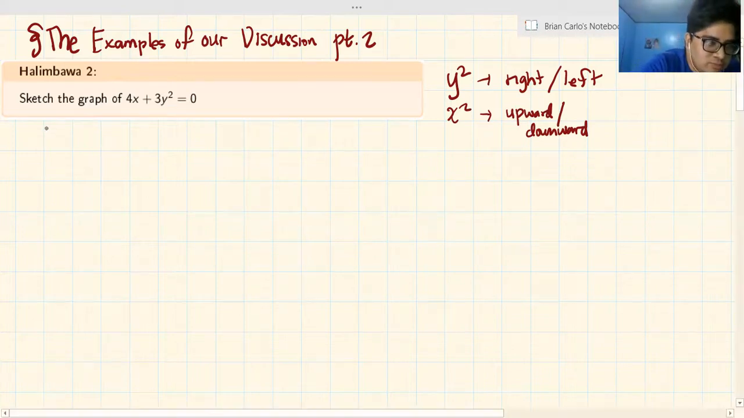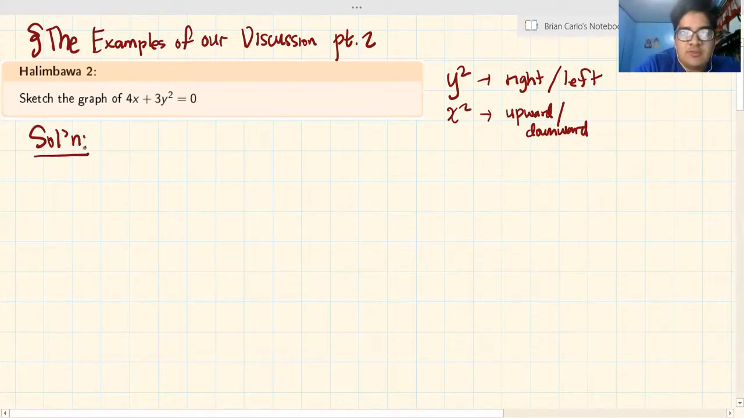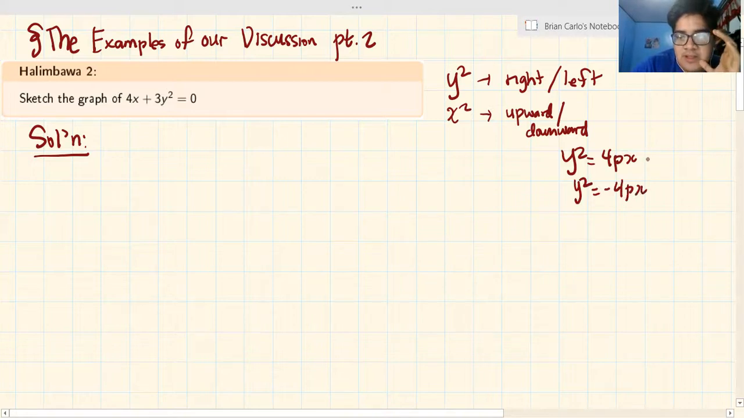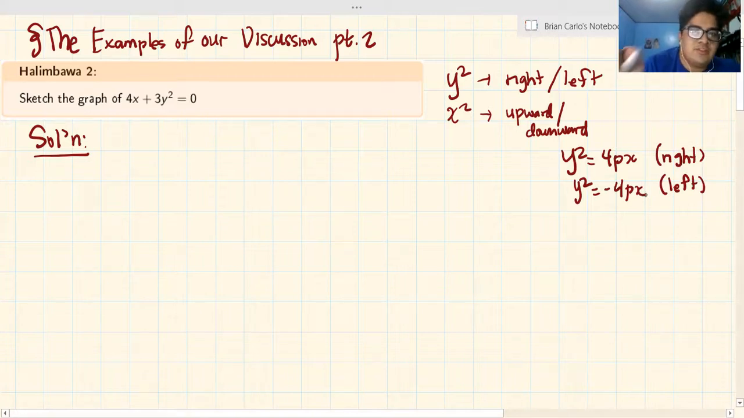Ngayon, solution. Una sa lahat, i-manipulate natin yung given into the form na either y squared is equal to 4px, or y squared is equal to negative 4px. Kasi kapag positive yan, right. Kapag negative, left. Okay? Ito lang yung mga side notes sa gilid, pero that's not part of the solution.